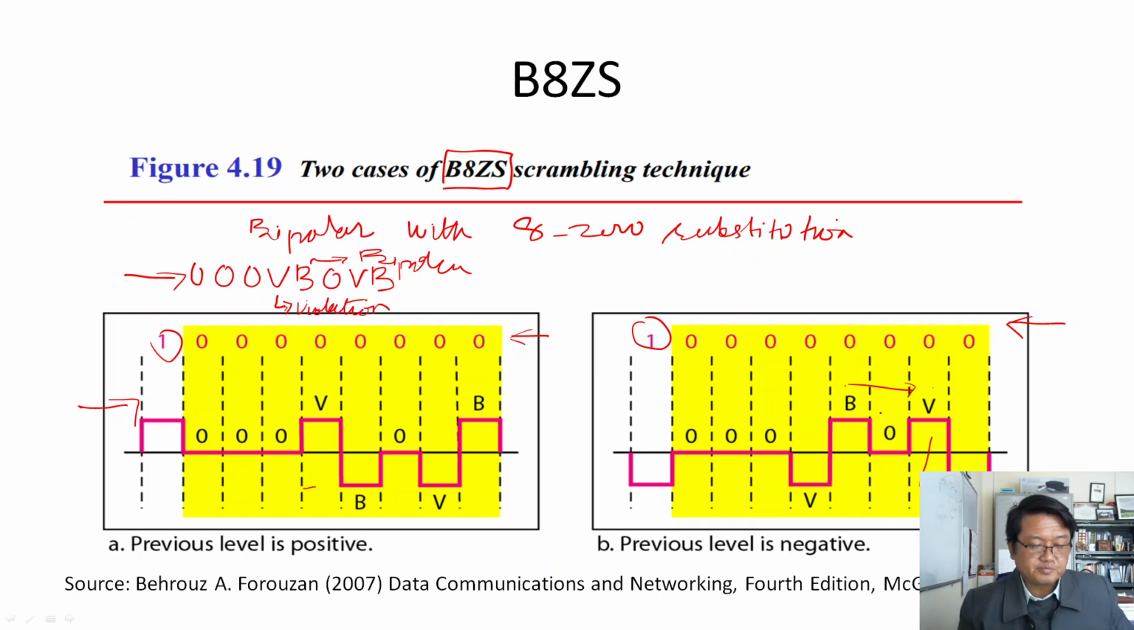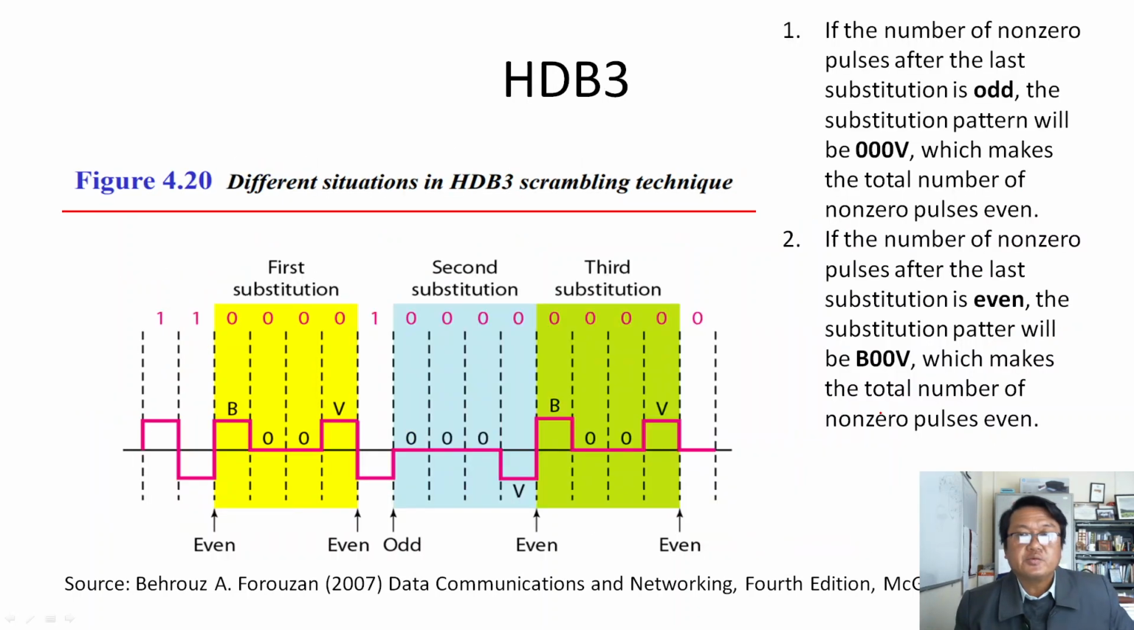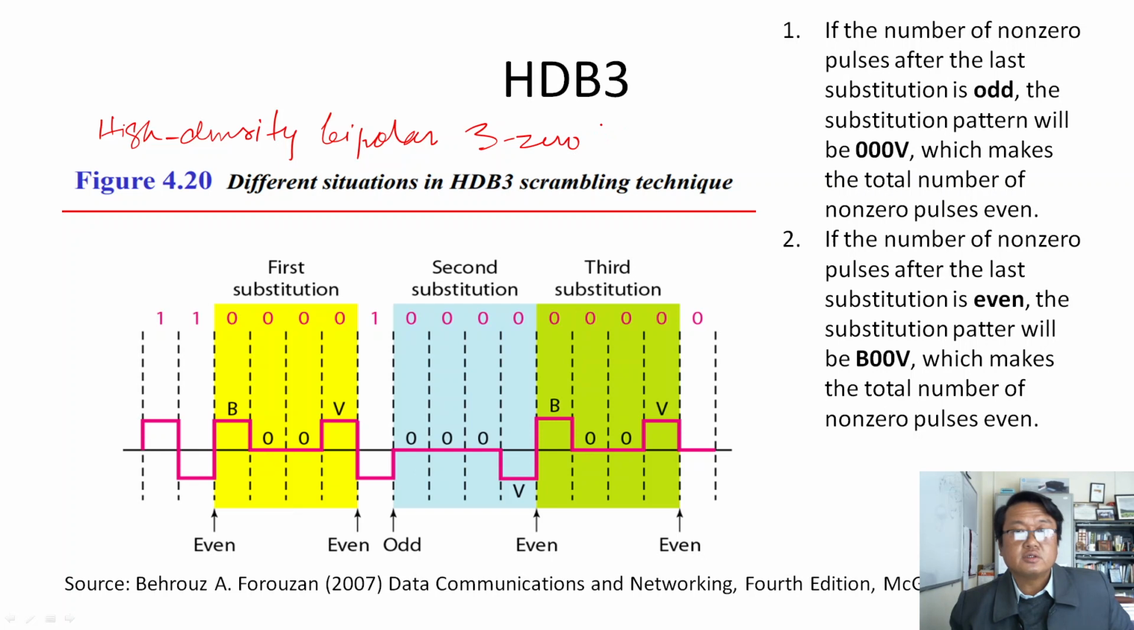Now there is another technique, which we call HDB3. It stands for high density bipolar 3-0, that is HDB3, high density bipolar 3-0.